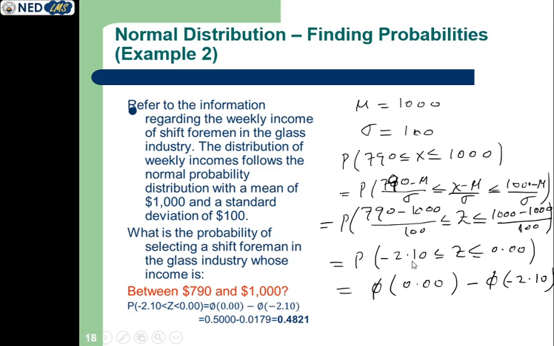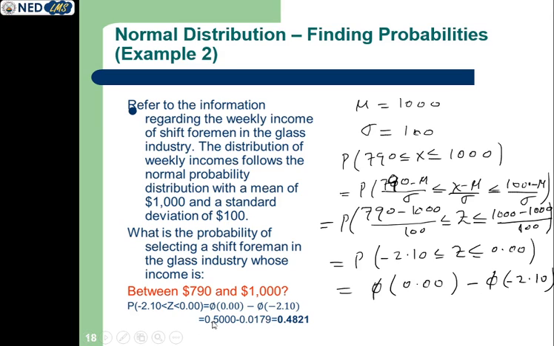Now again, by the property, we can write phi of the upper limit minus phi of the lower limit. Phi is simply the notation, nothing more. Okay, now see this one in the table, 0.0 then 0, we already got this in the previous slide.